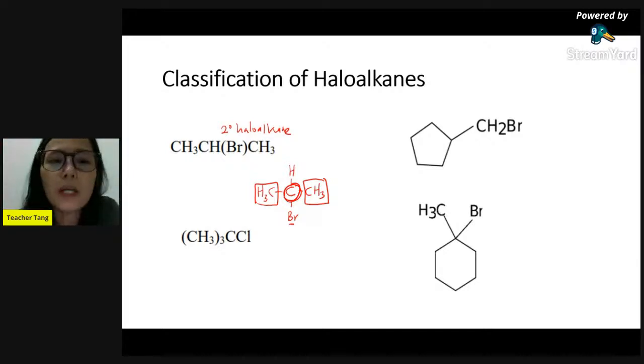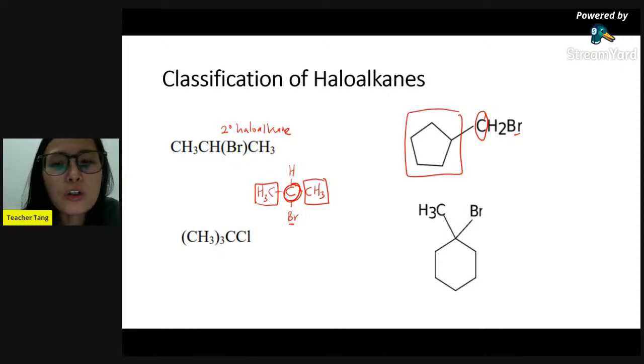Now we'll move on to the next one. Circle the reference carbon. This reference carbon is the one bonded to the halogen. It has 2 hydrogen, meaning 1 alkyl group. So if 1 alkyl group, this is a primary haloalkane. 1 alkyl group attached to it, so primary haloalkane.